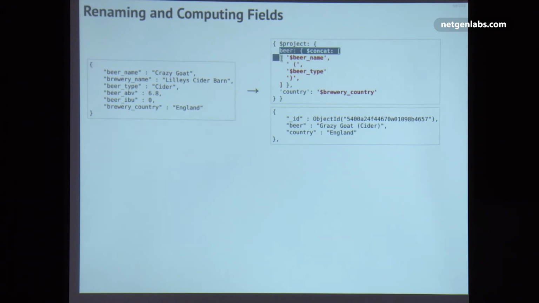The other one is beer itself. So the field beer is now going to be a computed field. It's going to be computed, sorry, difficult word, computed by concatenation of the beer name. Again, you see the field specification because there's a $ sign in there, a space and the opening parenthesis, the beer type, and then closing parenthesis. And this, of course, creates a string, crazy goat, space, opening parenthesis, cider, closing parenthesis. So this is a computed field. You can do other computed fields as well. You can do additions, multiplications, a whole lot of other things as well there. So it's not only concatenation of strings.